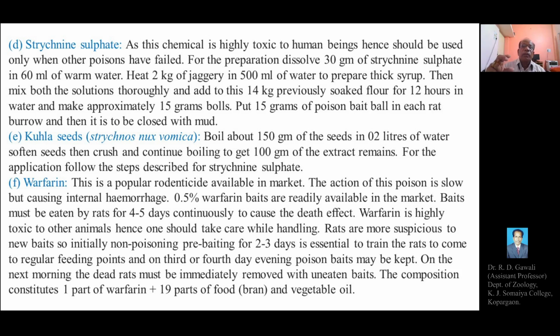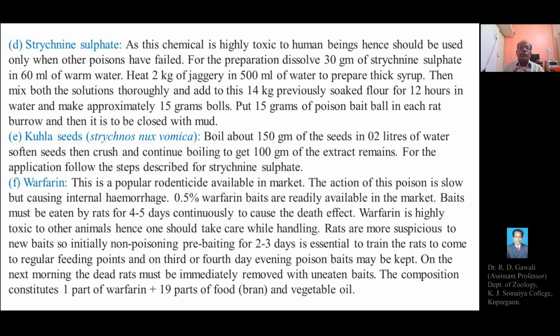Then this 100 gram of extract of the kola seeds is mixed with 500 ml of thick syrup prepared from 2 kilogram of jaggery, and then these two are mixed with 14 kilogram of the flour previously soaked for 12 hours in water.